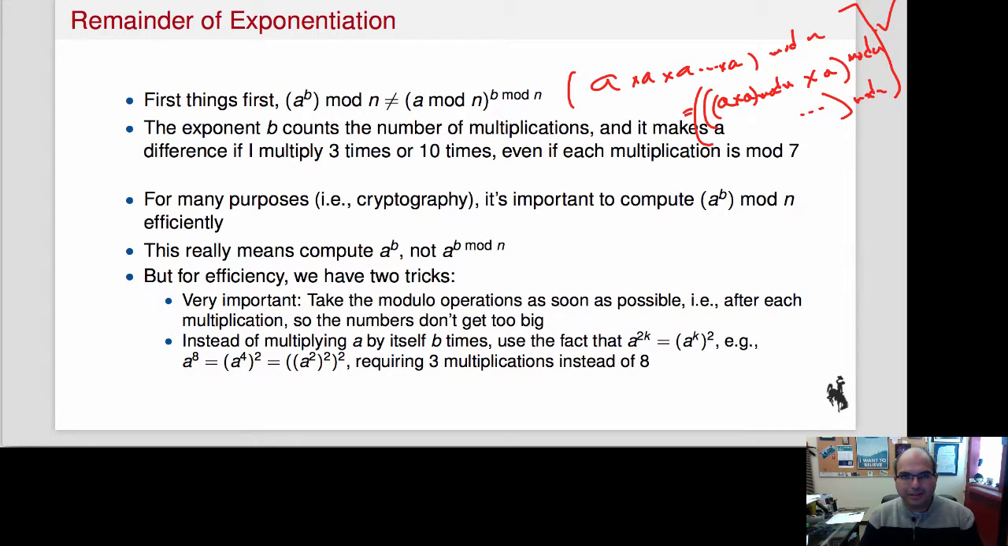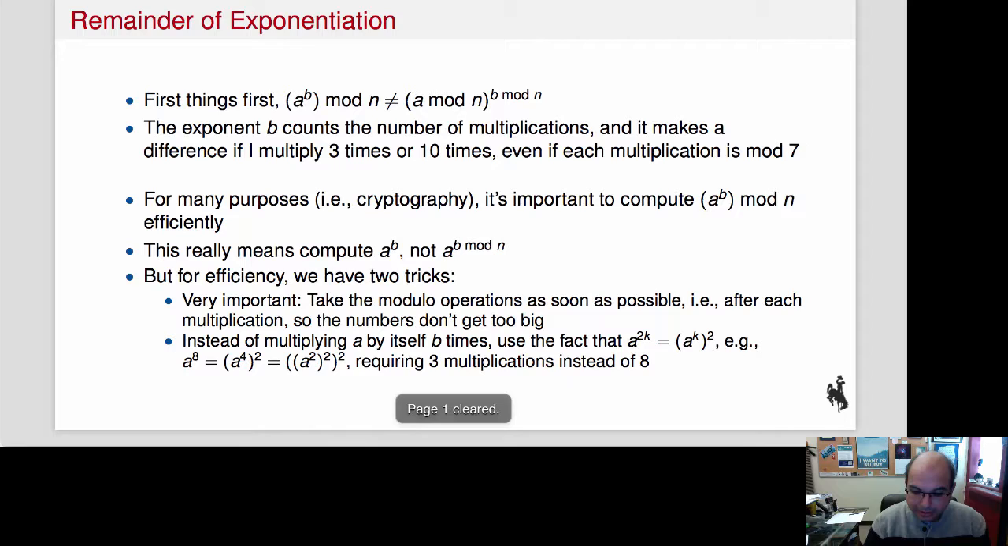That's 3 multiplications as opposed to 8. Much better. In general, it'll actually lower the number of multiplications by a log factor, so it's very significant. That's actually what all these encryption routines will do. These are the 2 tricks that are used to speed up encryption.